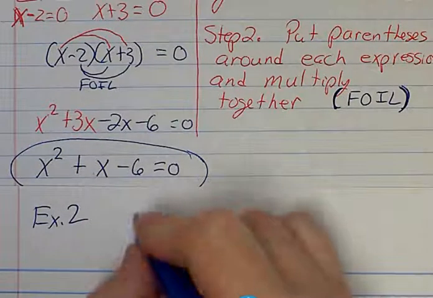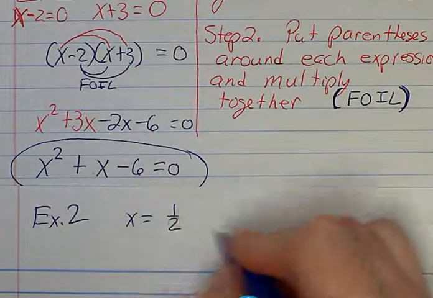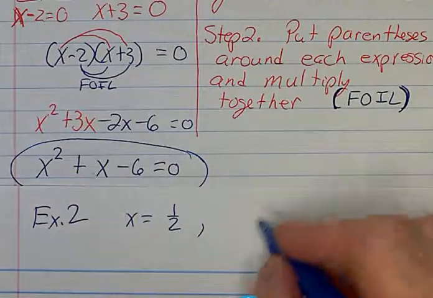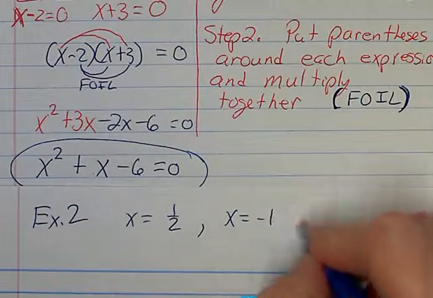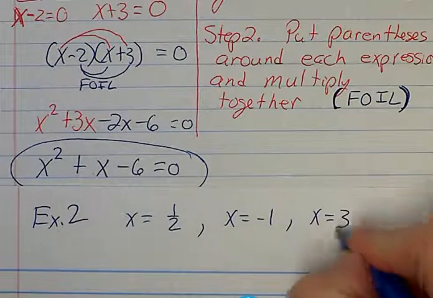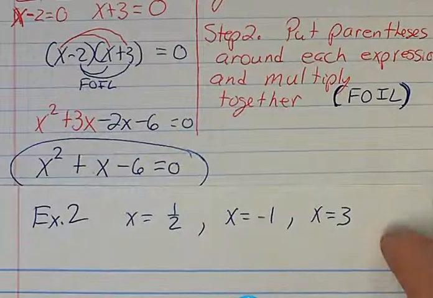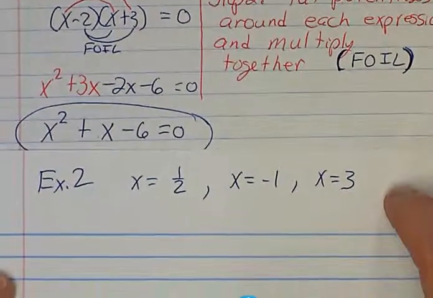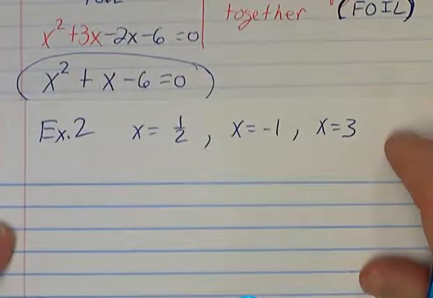Let's go with x equals 1/2. Let's go with -1 and +3. Same direction as before, we're going to take these solutions we have and use that to write an equation.